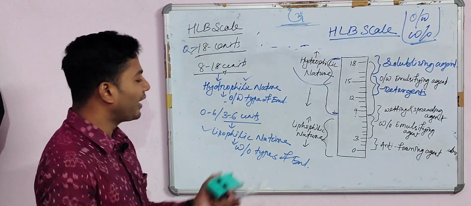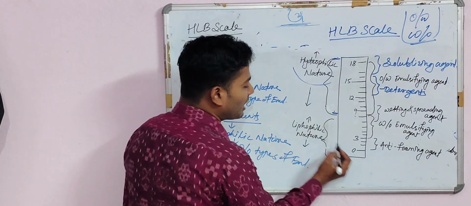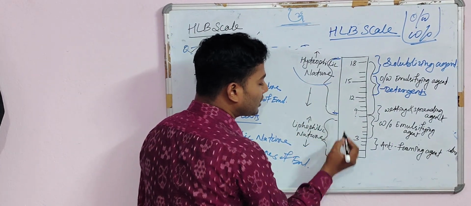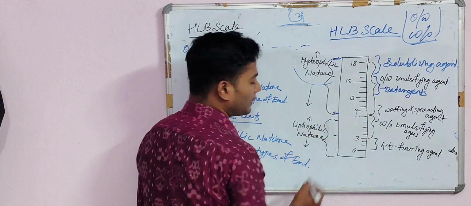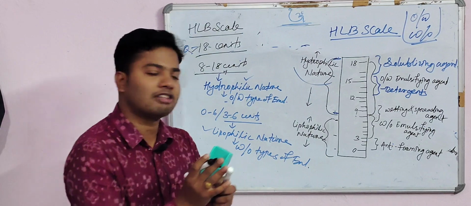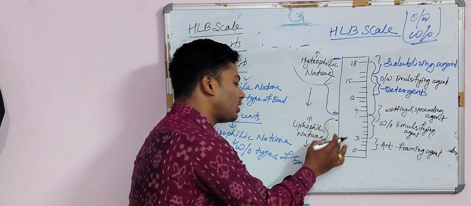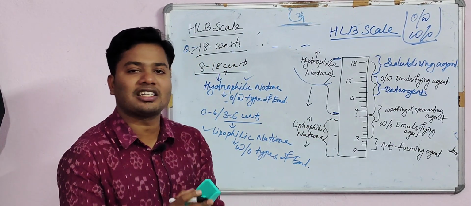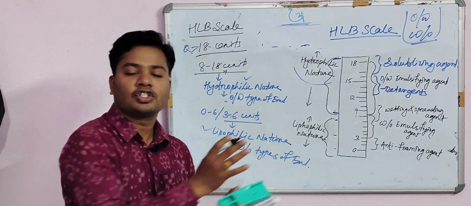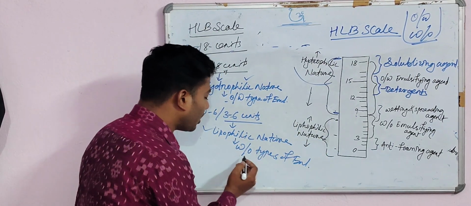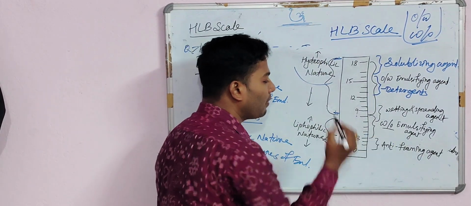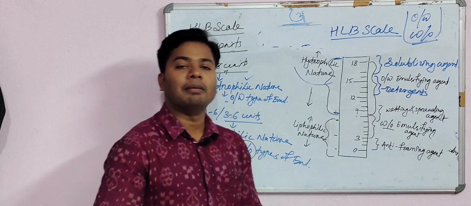The second thing is that emulsifying agents with values 0 to 6, or you can say 3 to 6, clear? Those with values under 0 to 6 or 3 to 6 show the lipophilic nature, and you have to choose such emulsifying agents for the preparation of W by O type of emulsion.